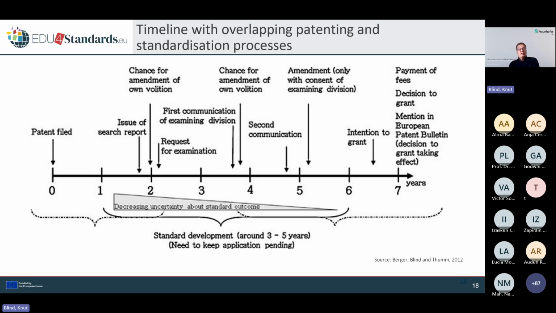In parallel, there might be standardization processes which are now down to 3 years, but nevertheless there's a high level of uncertainty at the very beginning, and we know that this uncertainty leads to patents being amended with new additional content in order to align them better to the standard development process. That means it's really a dynamic interplay, which makes it quite complex. I cannot go further into detail, but this is just an illustration of how complex this interrelation could be.